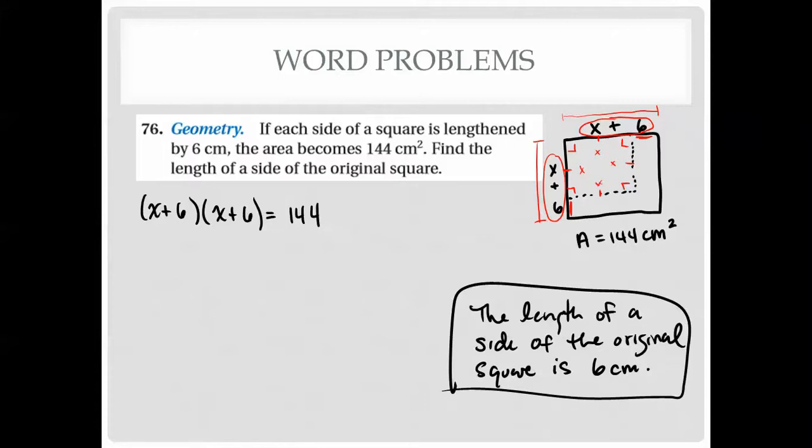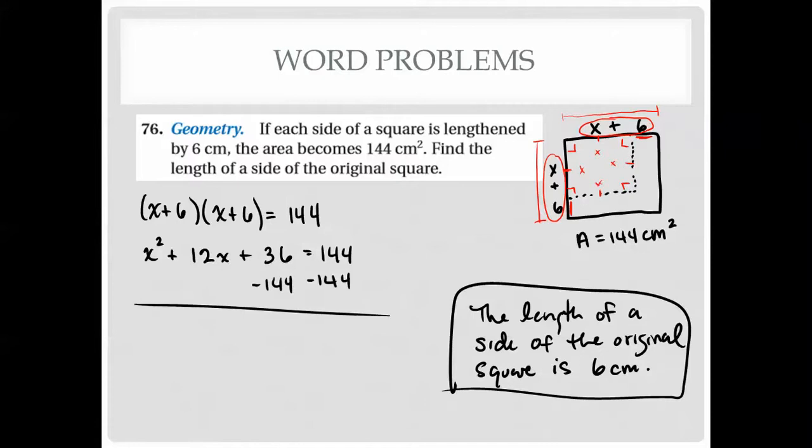On the left side of that equation, I'm going to FOIL. When I FOIL that out, I get x squared plus 12x plus 36 equals 144. Remember, our polynomial equation has to equal 0, so we're going to subtract 144 from both sides. We get x squared plus 12x minus 108 equals 0.